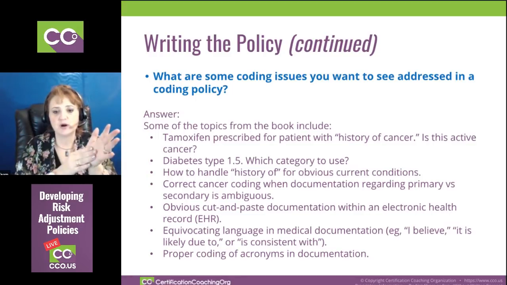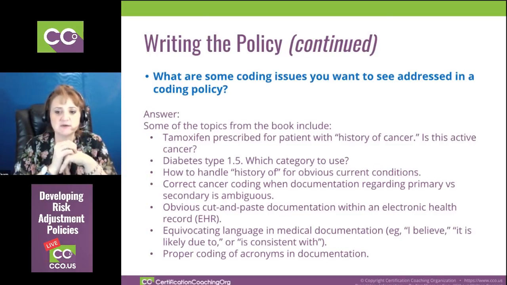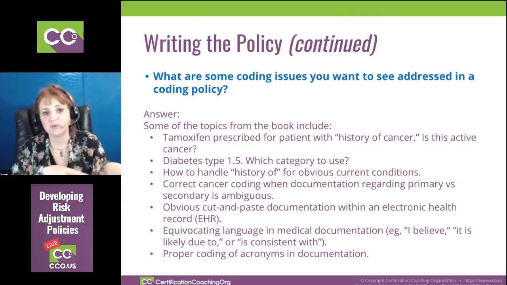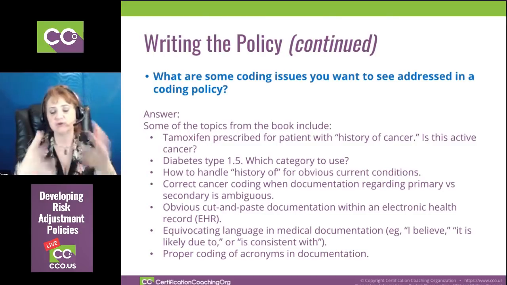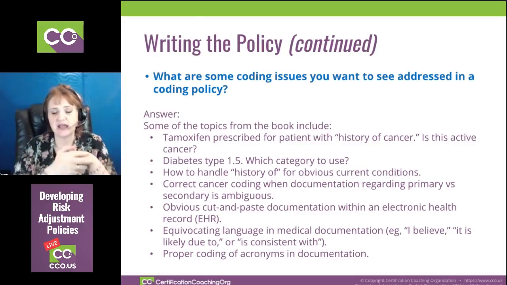History of, for obvious recurrent conditions, what are our policies? What about primary and secondary cancers when it's ambiguous and you're not sure which is the primary and which is the secondary? Again, for the most part, we have the guidelines that tell us, but still there is some gray area in there.